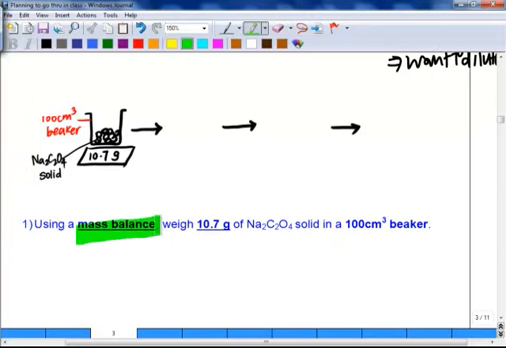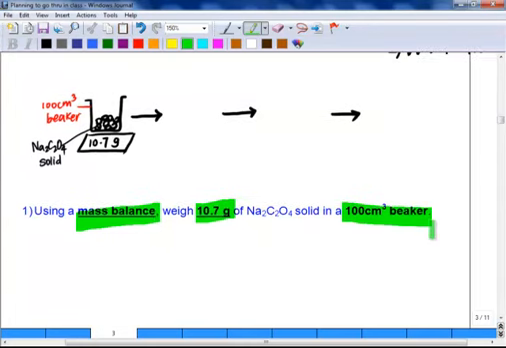Take note, you need to have a very detailed procedure. You assume that the person carrying out the experiment doesn't know what to use, so you must tell them what to use: using a mass balance, weigh 10.7 into a beaker.